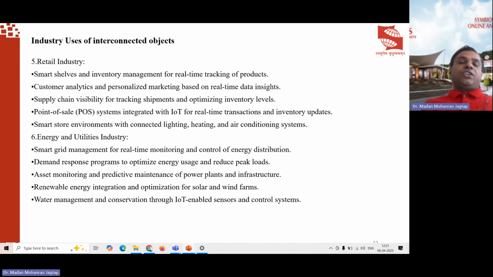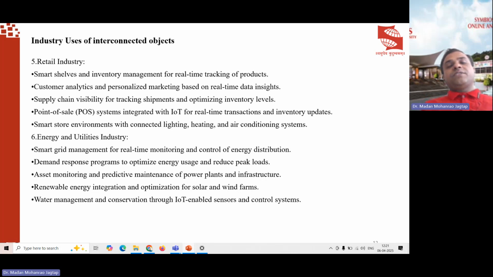Then we can do customer analytics and personalized marketing based on real-time data insights. We can collect the data of a particular customer. We can do personalized marketing. We can promote a particular product to a particular customer based on the real-time data. So that we can do in a retail industry.